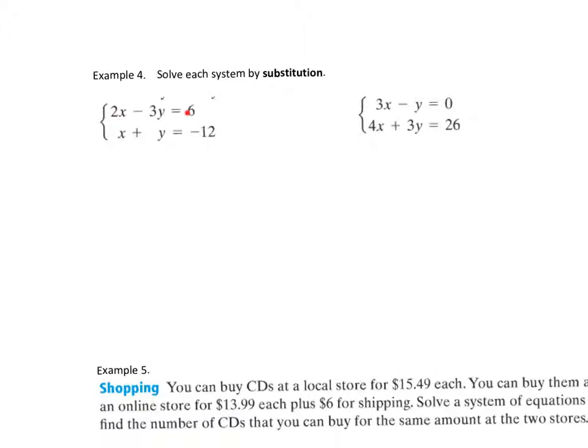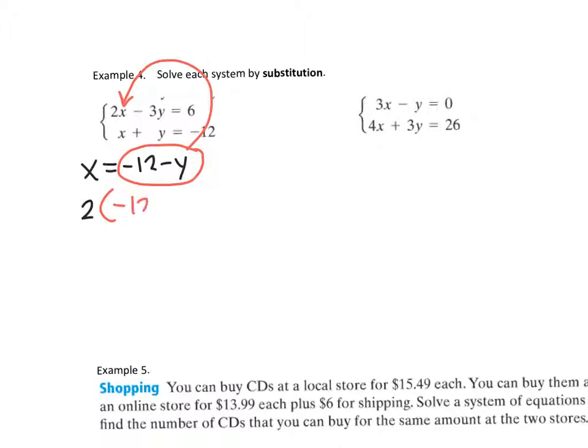I tend to find a variable that has a coefficient of 1. So I'm going to solve for x right here, or y, because they both have coefficients of 1. I'm going to solve for x. So x is negative 12 minus y. Then I take this, x is negative 12 minus y, and substitute it in for x into the first equation. So it's going to be 2 times the quantity negative 12 minus y, then minus 3y equals 6.